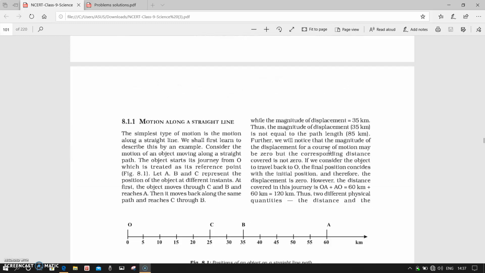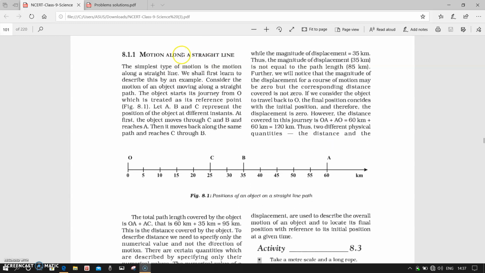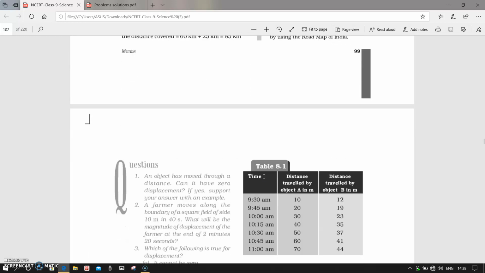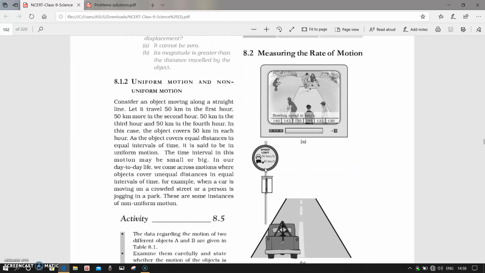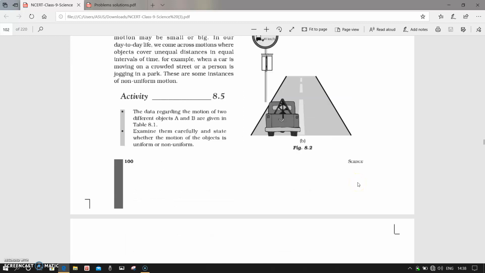In this chapter we were discussing mostly straight line motion. So about straight line motion, what did we learn? We have learned a lot of things that we will just revise. We have seen uniform motion and non-uniform motion. You know what is uniform motion? If a body covers equal distance in equal intervals of time, then it is uniform motion. And non-uniform means unequal distances in equal intervals of time.